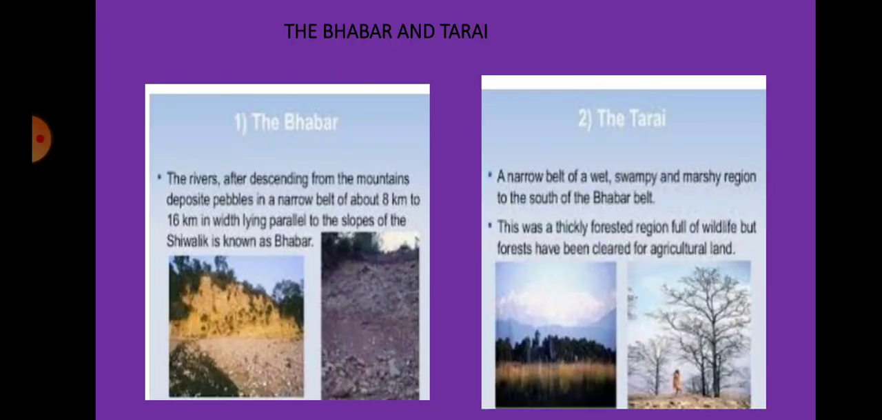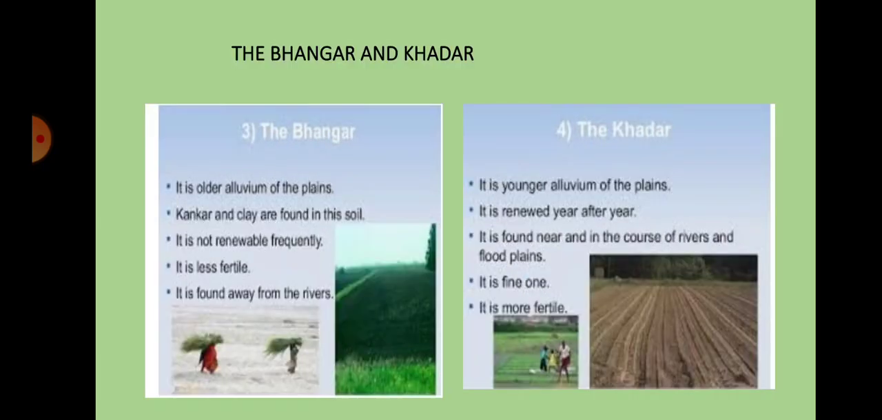The rivers, after descending from the mountains, deposit pebbles in a narrow belt of about 8 km to 16 km in width, lying parallel to the slopes of the Shivalik. It is known as Bhabar. The next one is the Tarai, a narrow belt of a wet, swampy and marshy region to the south of the Bhabar belt. This was thickly forested region full of wildlife, but forests have been cleared for agricultural land.